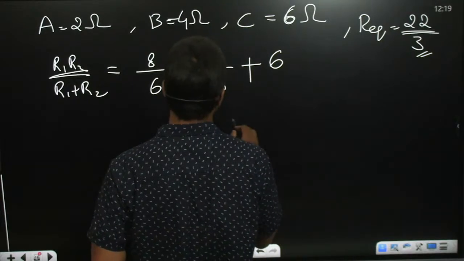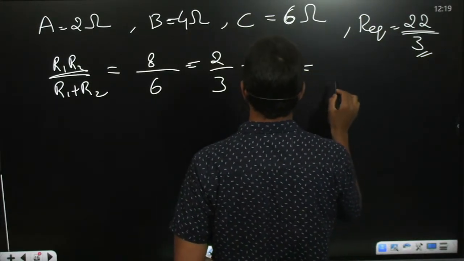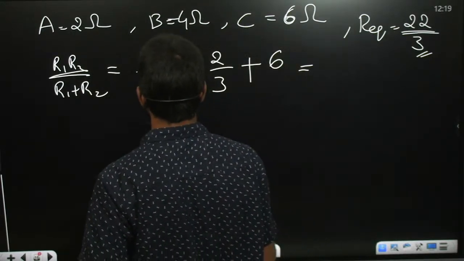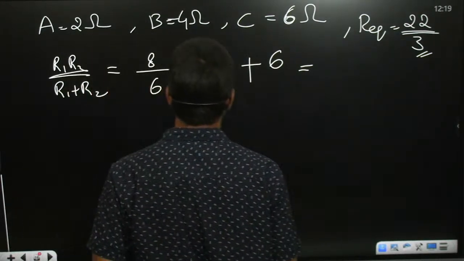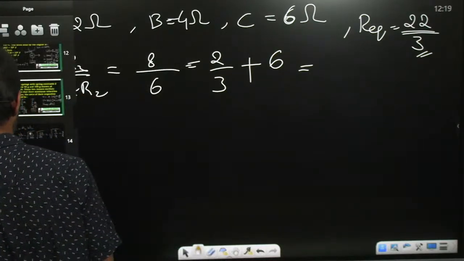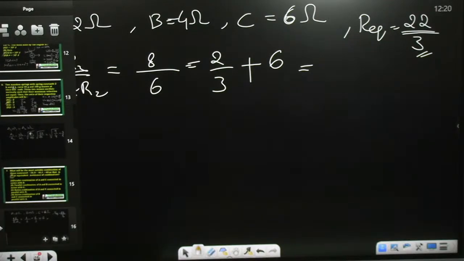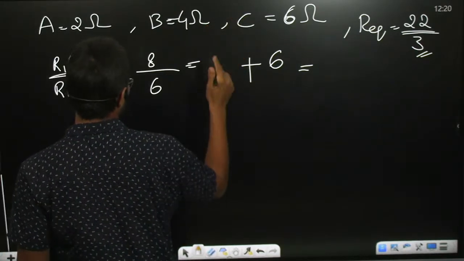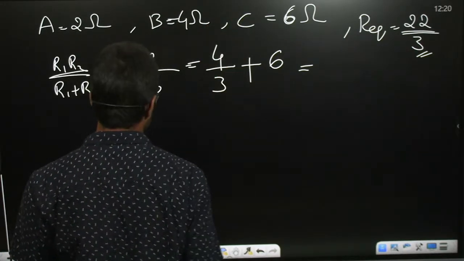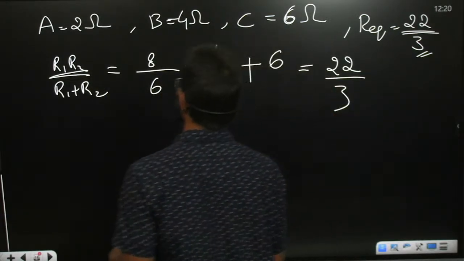Let's try to keep them in series. So 6 plus 3, 18. So what's the answer? Something like 22 by 3, right? So what do we get? Sorry, it's 4. 2 4s are 8, 2 3s are 6. 18 plus 4, 22 by 3.